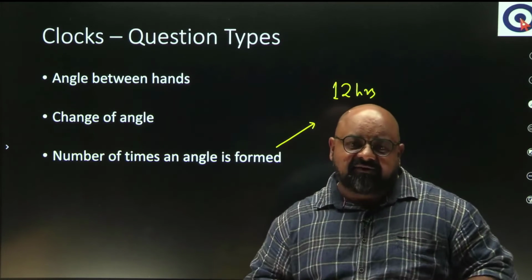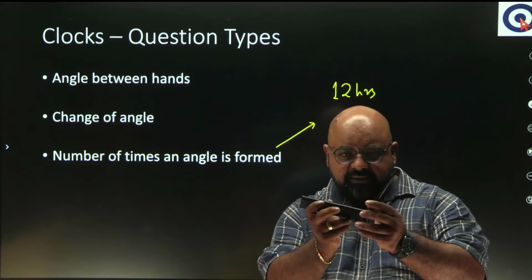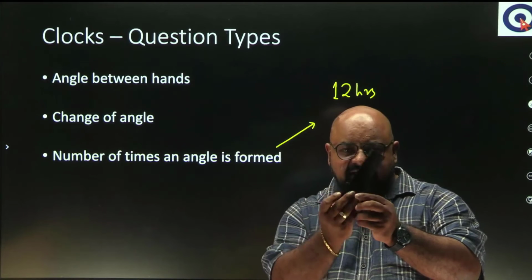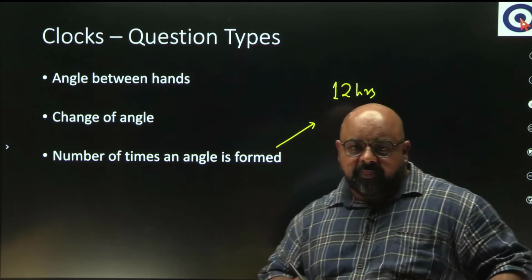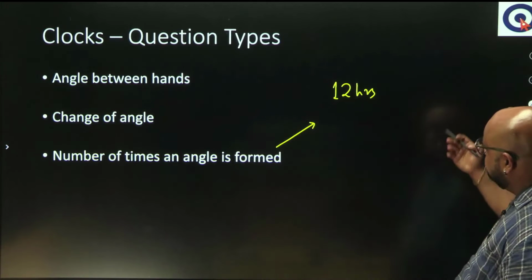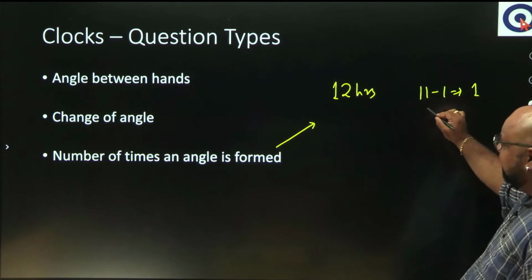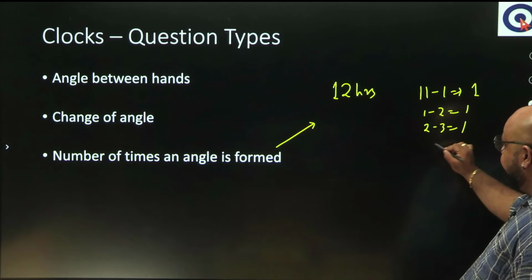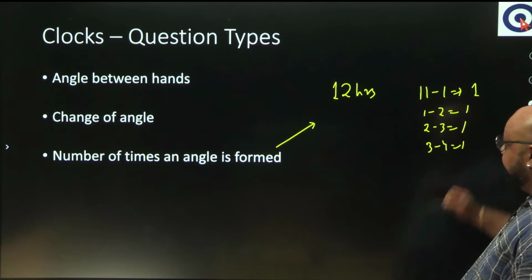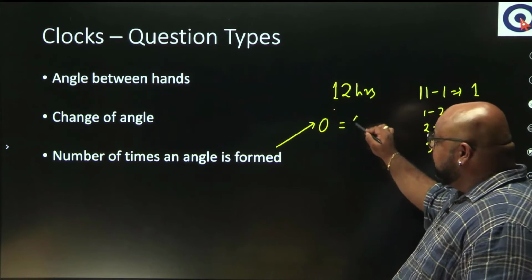But after 11 o'clock, what happens is, the hour hand and the minute hand will meet exactly at 12 and they will not meet after that, right? So from 11 to 1, there is only one meeting. For every other hour, there is one meeting. Therefore, the angle of 0 degree in 12 hours is formed 11 times.